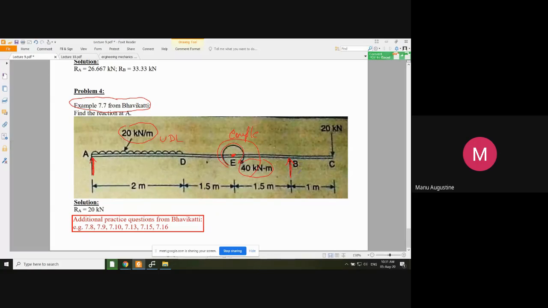This is reaction. So reaction RB will be there. How am I confident that RB will be perfectly vertical only and there will be no horizontal component? इतना confidence कहाँ से मिला मुझे? क्योंकि इस पूरे scenario में कहीं पर भी कोई horizontal force नहीं है.